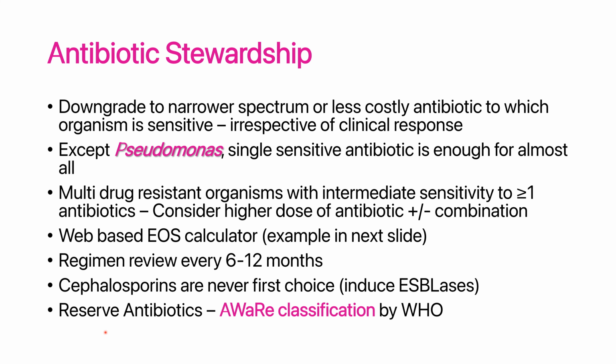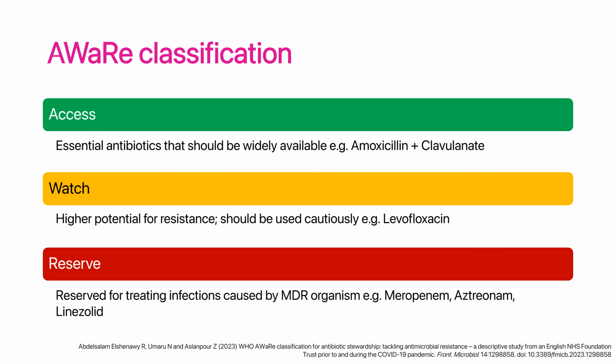And we have to always reserve the antibiotics as per the AWARE classification by the WHO. What is the AWARE classification? Basically, the World Health Organization classifies all the antibiotics available in the world into 3 groups. First is access group, second is watch group, third is reserve group. What is the access group? Access group refers to the essential antibiotics that should be widely available. For example, amoxicillin and clavulanate.